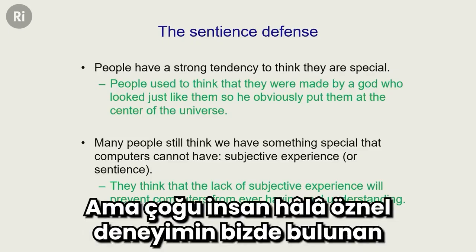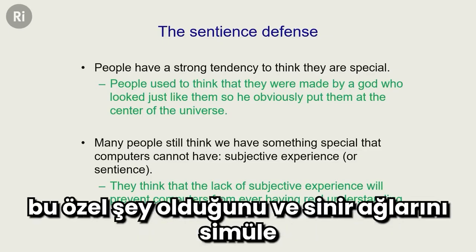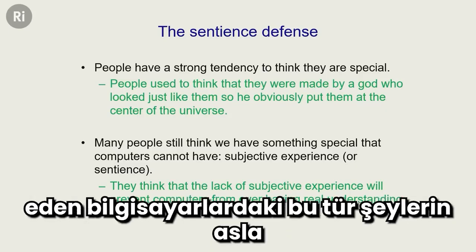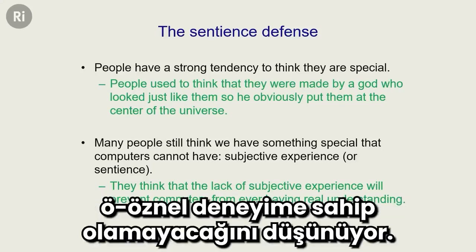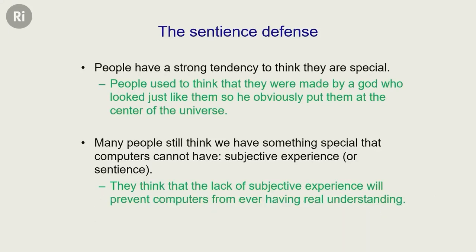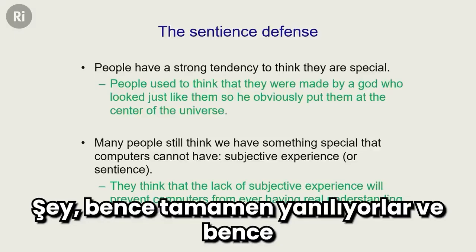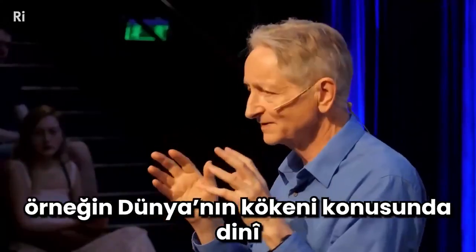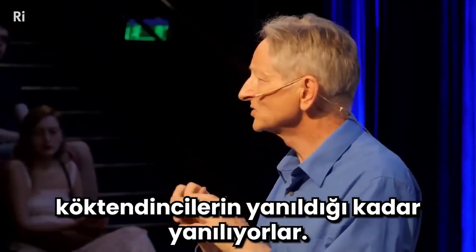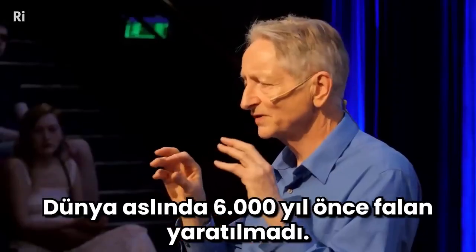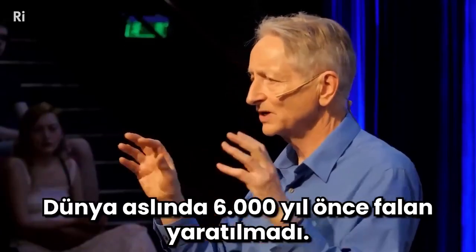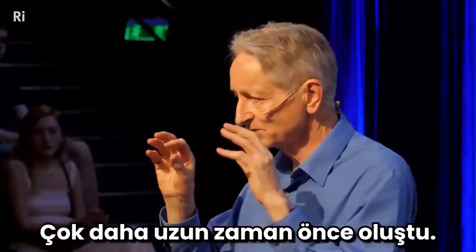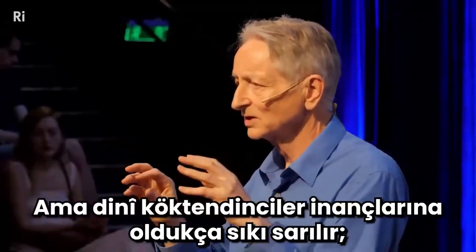Most people have got over that. But most people still think that subjective experience is this special thing we have, and that these things on computers that are simulating neural nets could never have such subjective experience. I think they're completely wrong, and I think they're as wrong as religious fundamentalists are about the origin of the Earth, for example.